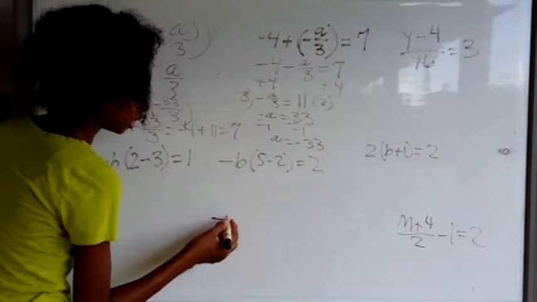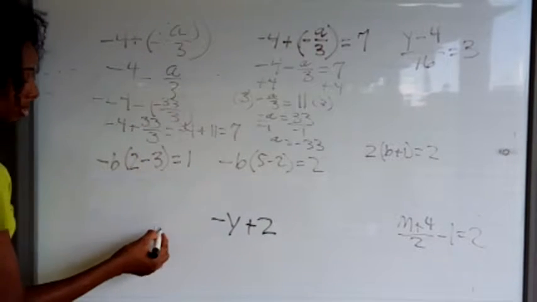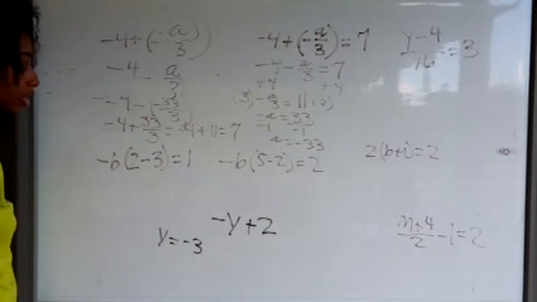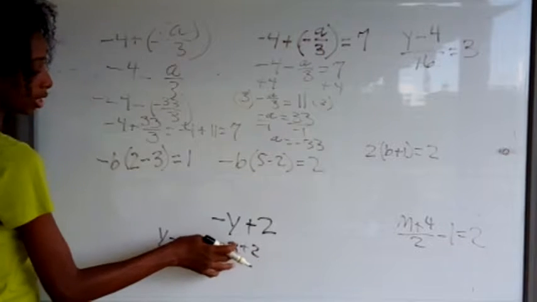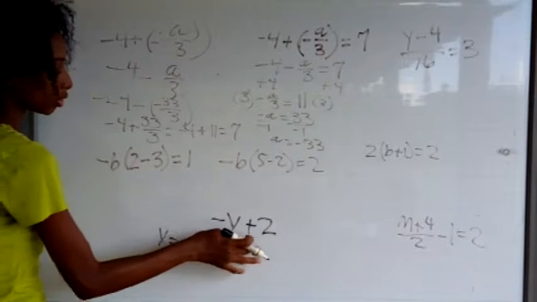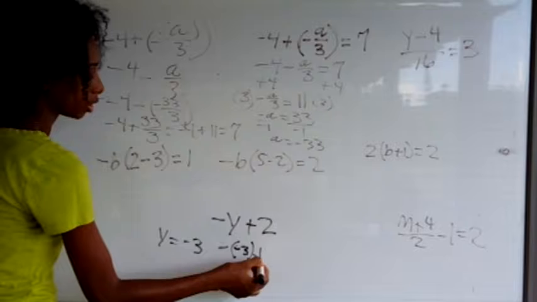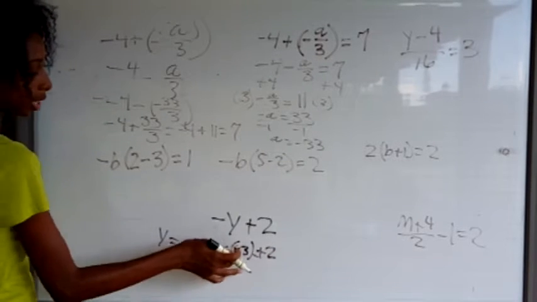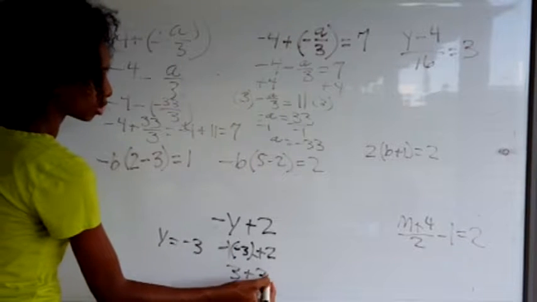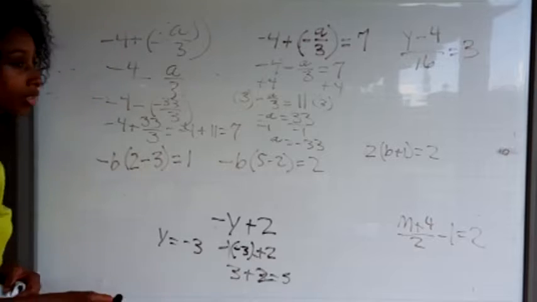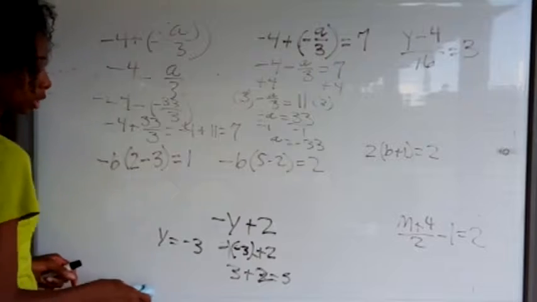If I have negative y plus 2, and then I say y equals negative 3, I don't just put negative 3 plus 2, because y was not a positive 3. I would have to leave that negative and then plug in my negative 3 and add 2. And so then negative times a negative is a positive, so it'll be positive 3 because this is like negative 1. And so then it will be 3 plus 2 equals 5. So make sure you're catching that and you're doing that properly when you're plugging in your answers.